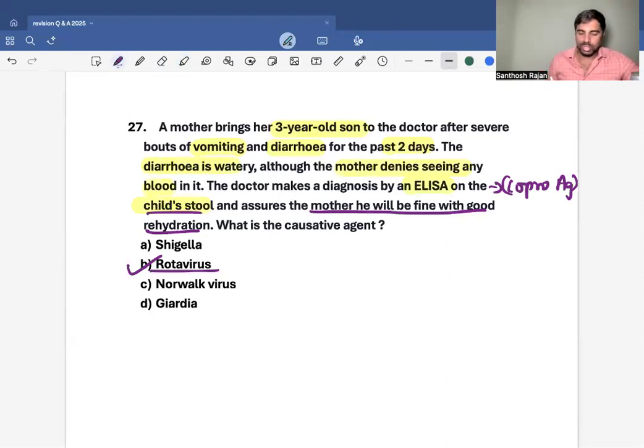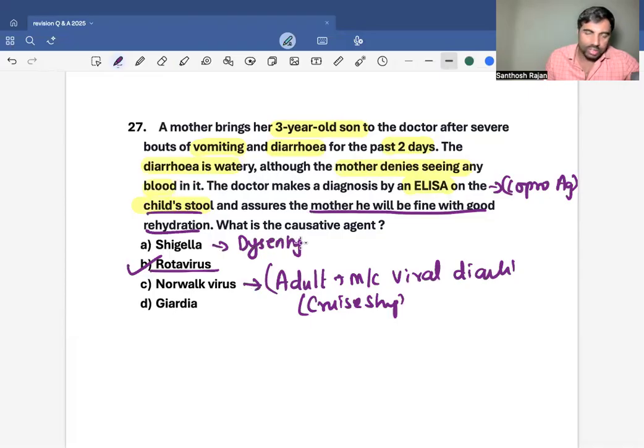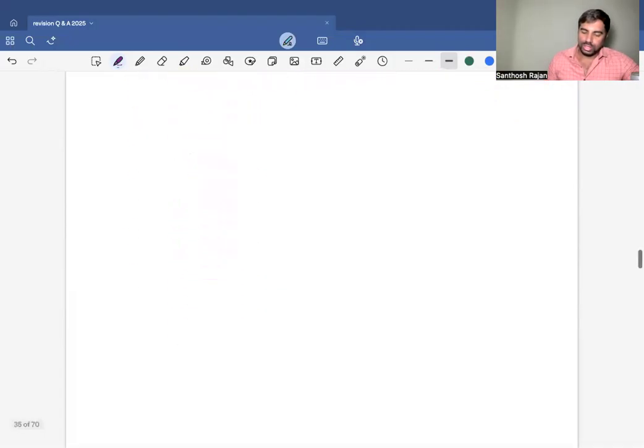Rotavirus only causes this typical childhood picture. Norwalk is the same, but in adults, the most common cause of viral diarrhea, usually on a cruise ship. On a cruise ship, you get this diarrhea. And Shigella causes bloody dysentery, that means blood will be there along with other things. Giardia causes steatorrhea, foul smelling. Sorry, we already spoke about it. Okay, so rotavirus, this is very important.